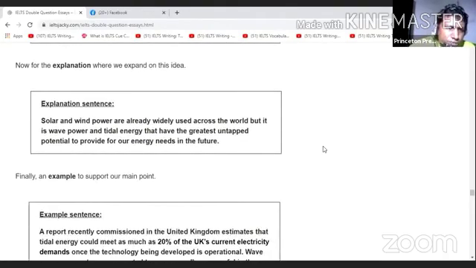It's a signpost. Explanation sentence: solar and wind are already widely used across the world, but it is wave power and tidal energy that have the greatest untapped potential. Untapped means we haven't yet discovered the potential to provide for our energy needs in the future. This is the explanation sentence.